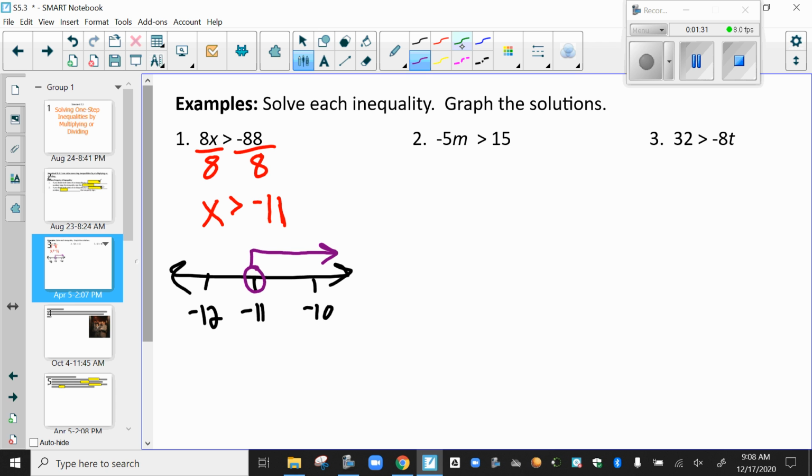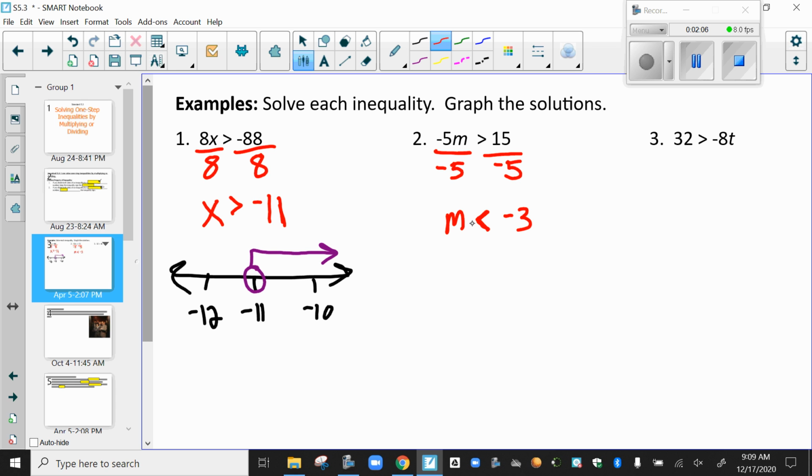All right, next one. Here, I'm dividing by a negative 5. Step 2 says that my sign flips. So I'm going to write my answer: m, 15 divided by negative 5 is negative 3. My sign is going to flip over. So my sign is no longer going to be greater than; I'm going to make it less than. See what we did? We divided by a negative number, which flipped our sign. So now we have m is less than negative 3.